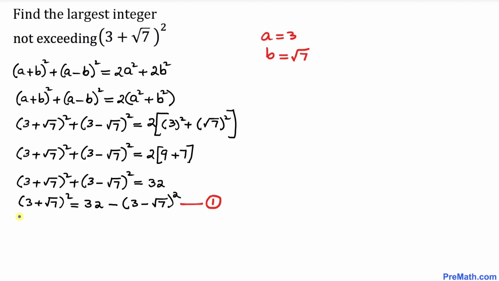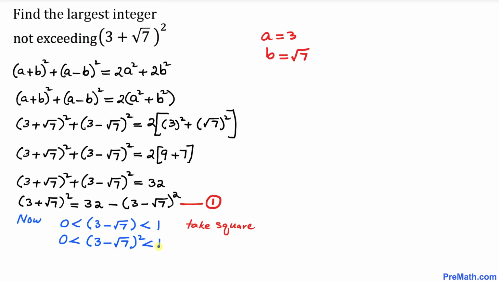And now let's make one observation. We can write 0 is less than 3 minus square root of 7, and this is less than 1. And if I take square on all these parts of the inequality, 0 square is the same as 0, which is less than (3 minus square root of 7) whole square, which is less than 1 square, the same as 1.